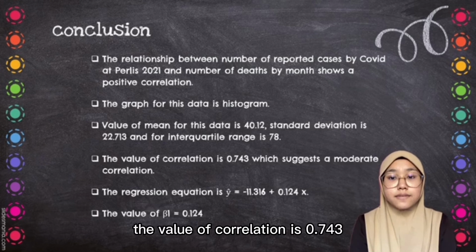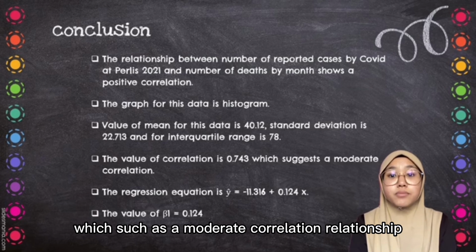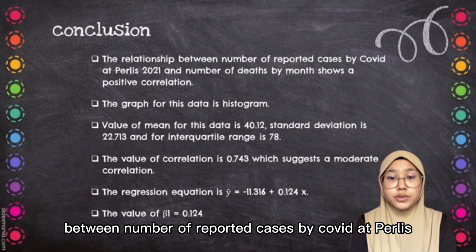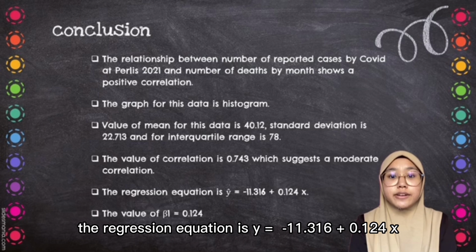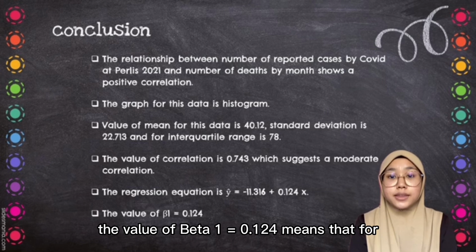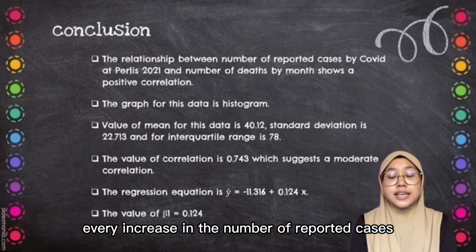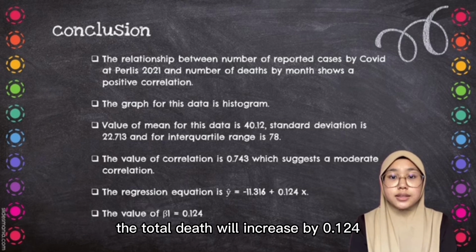For this data, the value of correlation is 0.743, which suggests a moderate correlation relationship between number of reported cases by COVID at April 2021 and the number of deaths by month. The regression equation is y equal to negative 11.316 plus 0.124x. The value of beta 1 equal to 0.124 means that for every increase in the number of reported cases, the total death will increase by 0.124.